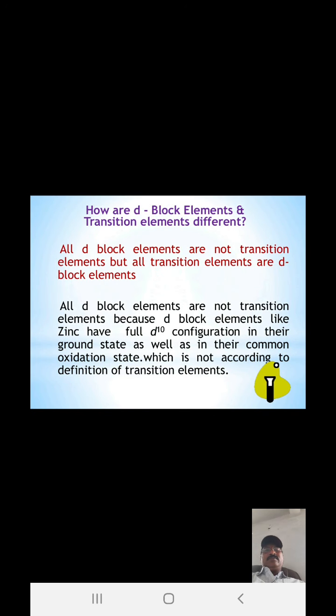How are d block elements and transition elements different? Just now I told you that all d block elements are not transition elements, but all transition elements are d block elements. All d block elements are not transition elements because d block elements like zinc have a fully or completely filled d orbital, that is d10 configuration in their ground state. So it is considered as a d block element, but it is not considered as a transition element.